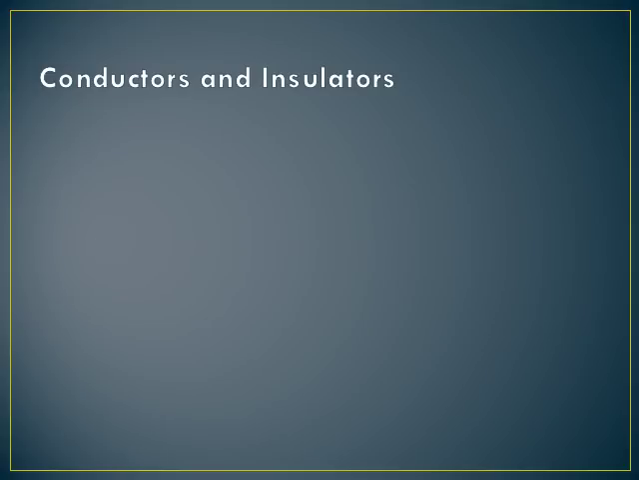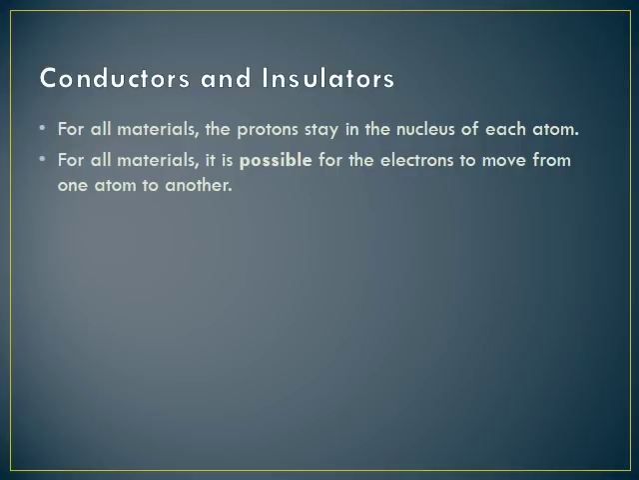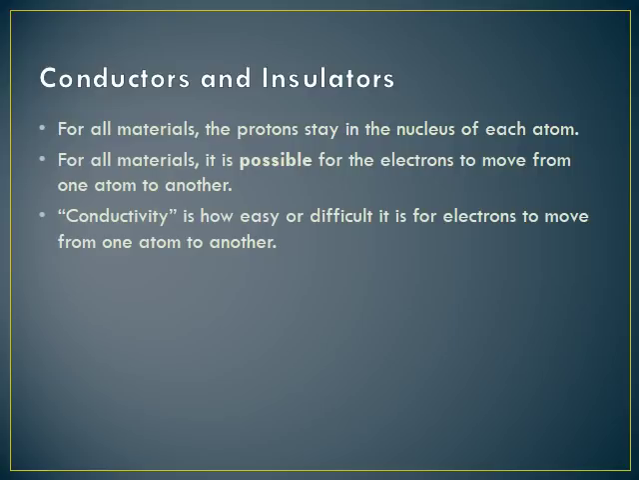So the world around us is full of electrons and protons, making up all the materials that we interact with every day. But certain materials respond to electricity differently than others. And you can loosely categorize everything around you into two categories: conductors and insulators. For any material, the protons are going to stay in the nucleus of each atom, because if the protons move, we get an explosion. And also for any material, it is possible for the electrons to move from one atom to another. The term conductivity refers to how easy or difficult it is for these electrons to move.